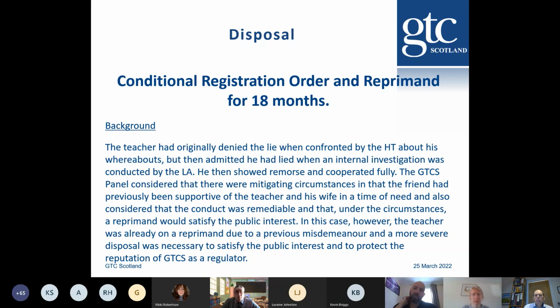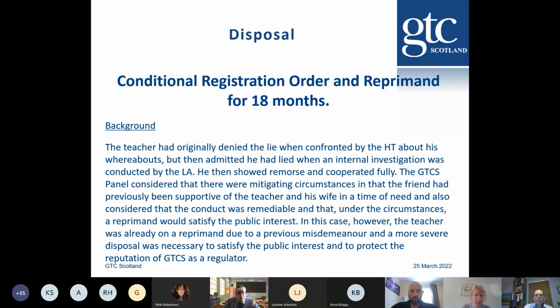That's why the conditional registration order was also added on. It then has to be more severe. If already on a reprimand, the disposal or decision has to be more severe to reflect the severity of the issue and to reflect how seriously we take the issue of professional conduct. It can't be treated the same, and more has to be done to ensure learners remain protected.